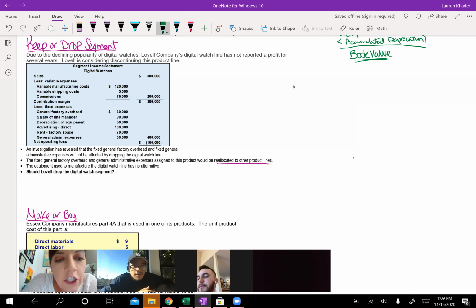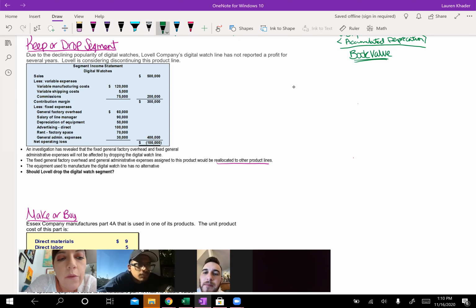An investigation has revealed that the fixed general factory overhead and fixed general administrative expenses will not be affected by dropping the digital watch line. Fixed general factory overhead and general administrative expenses assigned to this product would be reallocated to other product lines. The equipment used to manufacture the digital watch line has no alternative use. So it can't be used anywhere else.